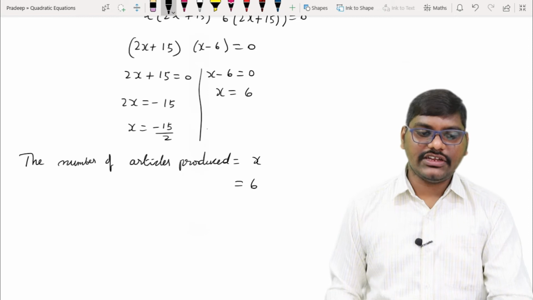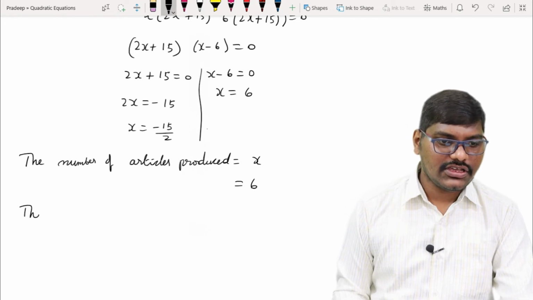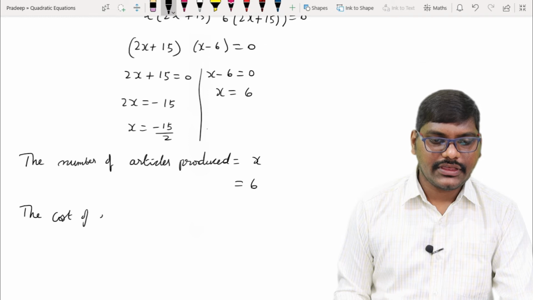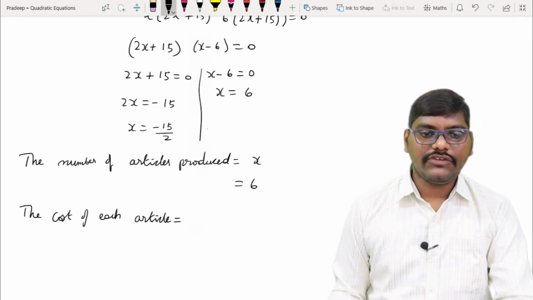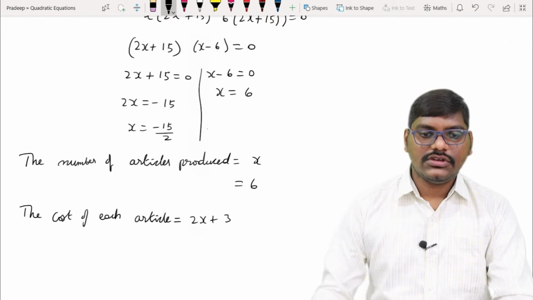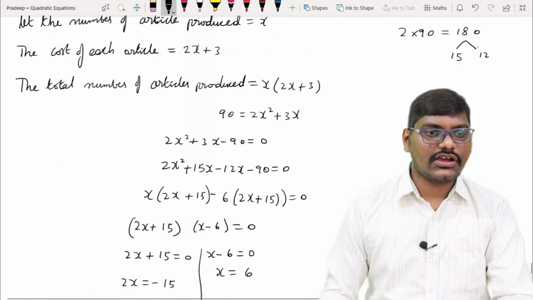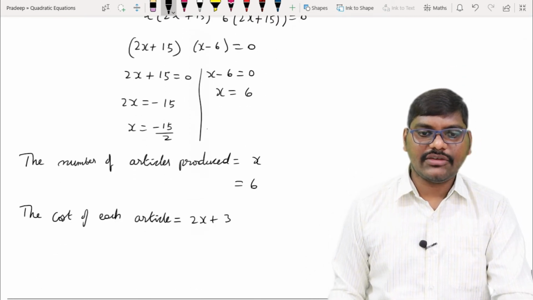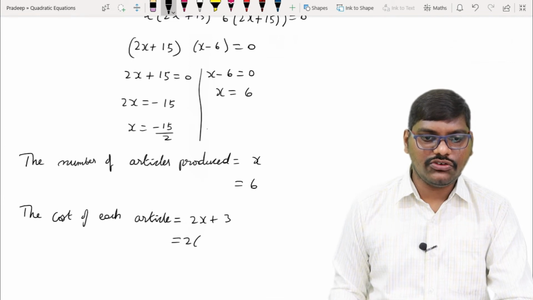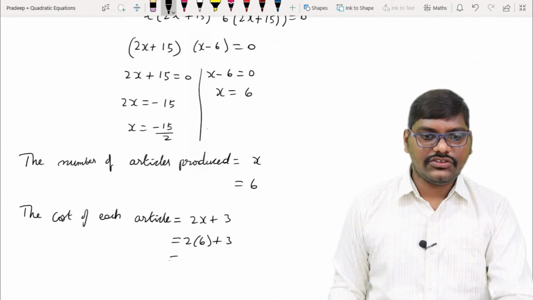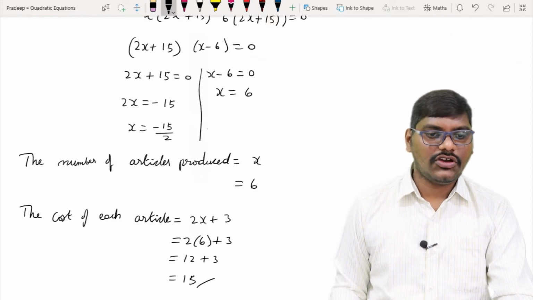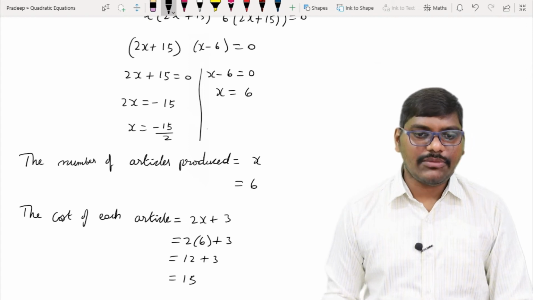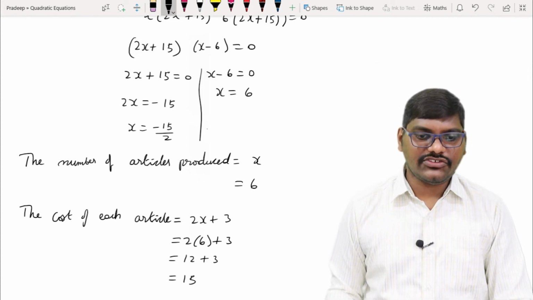Alright, we also have to write the cost of each article. We took the cost of each article as 2x plus 3, as we wrote above. So in the place of x I can just substitute 6. So I can write 2 into 6 plus 3. That is 6 twos, which is 12. 12 plus 3 is 15. So the total number of articles was 6 and the cost of each article is 15.